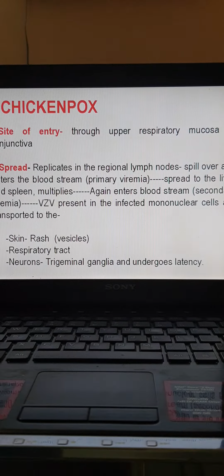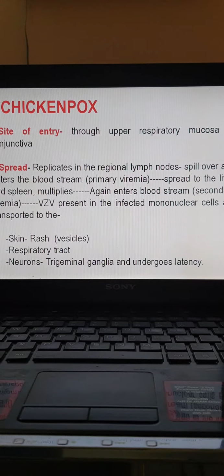Now, chickenpox. The site of entry of the virus is through the upper respiratory mucosa or conjunctiva. The spread occurs by replication in the regional lymph node. From there, it spills over into the bloodstream and causes primary viremia. And then it reaches the liver and spleen and multiplies there. And again, it enters the bloodstream and causes secondary viremia.